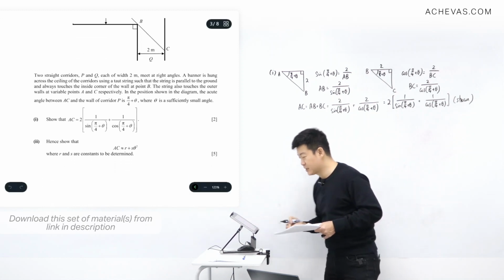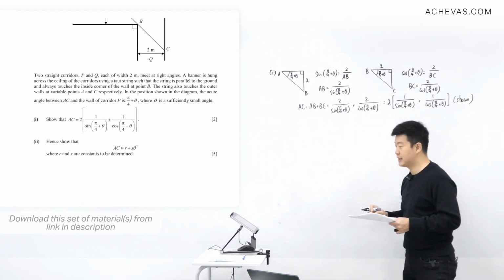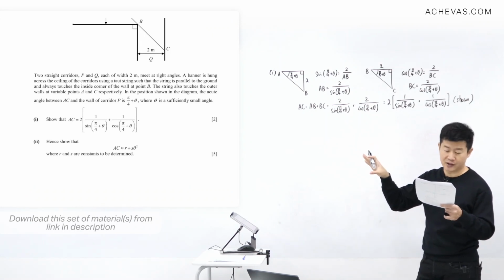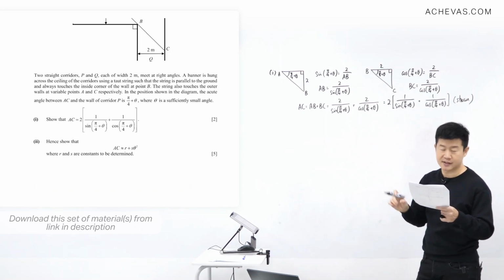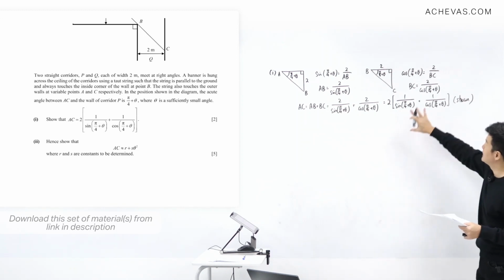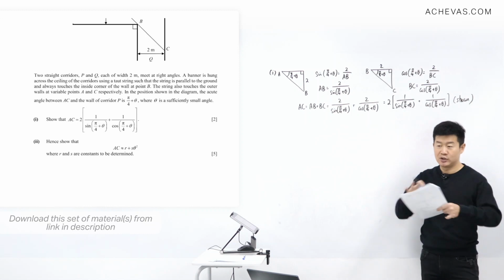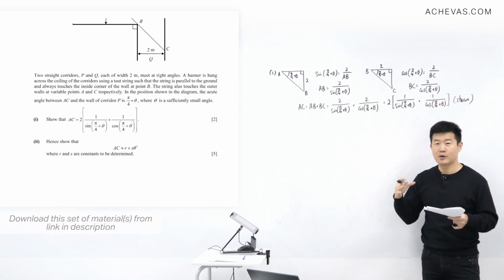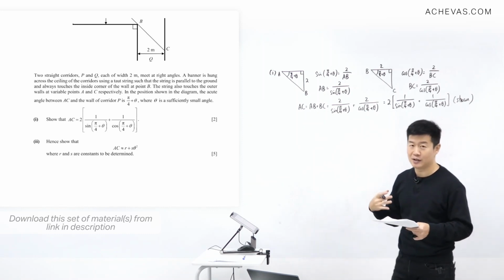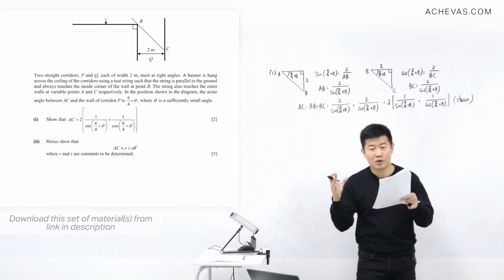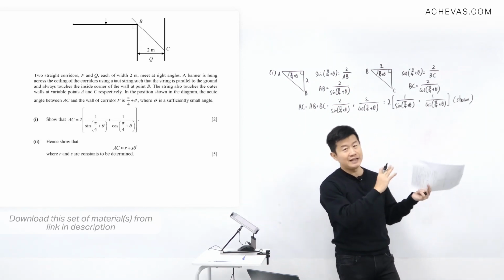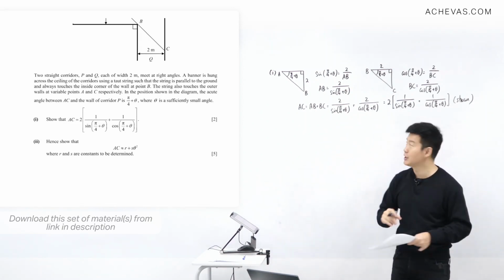Next, hence, the question says, we are supposed to show that AC is going to be this quadratic polynomial over here, where R and S are constants to be determined. So we are attempting to re-express this into a polynomial, and to do that, we are going to make use of Maclaurin's. Because the purpose of Maclaurin's that we are learning in our H2 math is to convert any expression into polynomials. So we're converting this expression into polynomials.